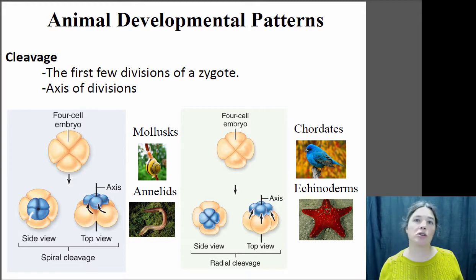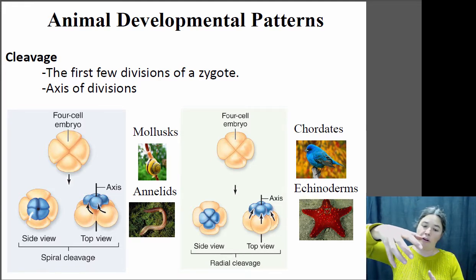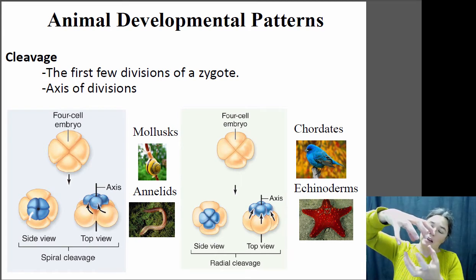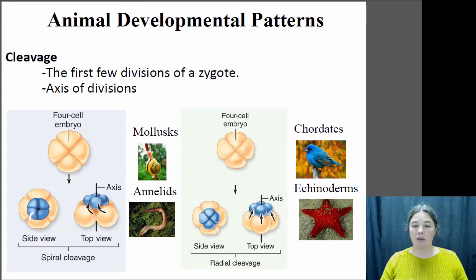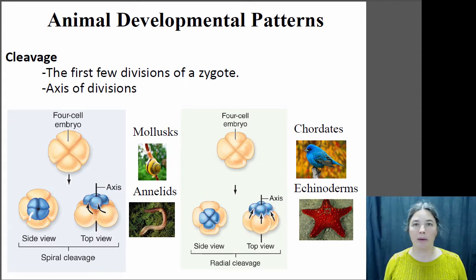And there's two types of cleavage that you can have. You can have spiral cleavage or radial cleavage. In spiral cleavage, when the 4 new cells divide off the bottom cells, they're rotated slightly so that they're offset on top. So it's kind of forming a spiral. In radial cleavage, the 4 new cells just stack right on top of the old cells. So mollusks and annelids, for example, have spiral cleavage, whereas chordates, such as vertebrates, and echinoderms have radial cleavage.